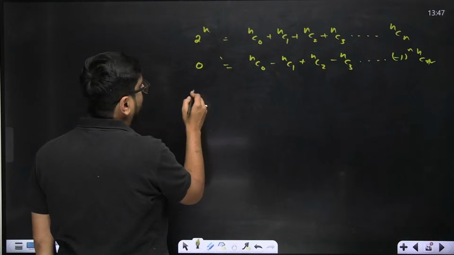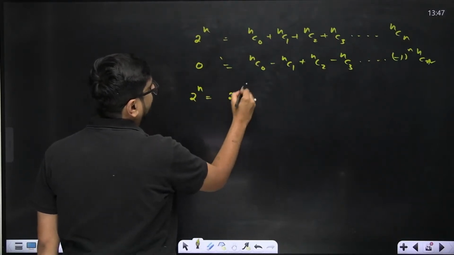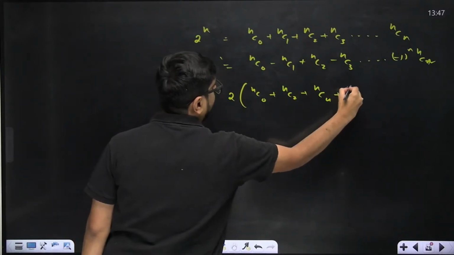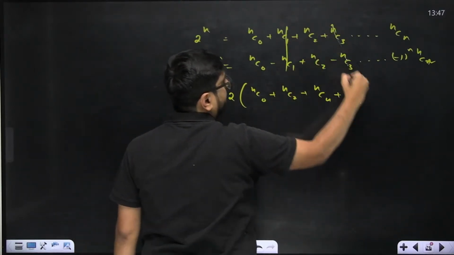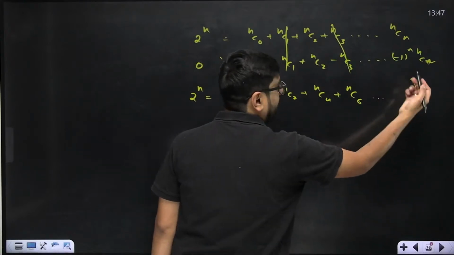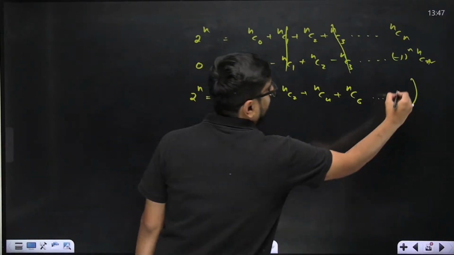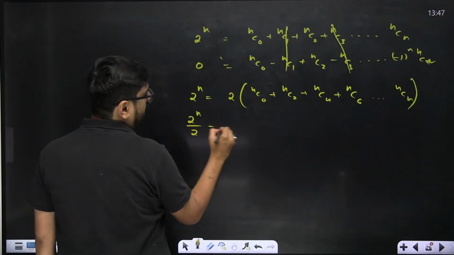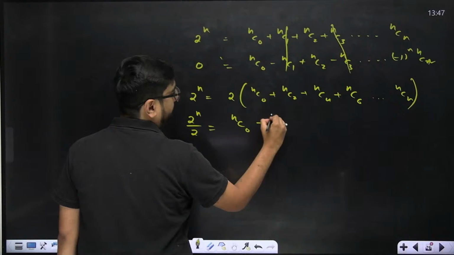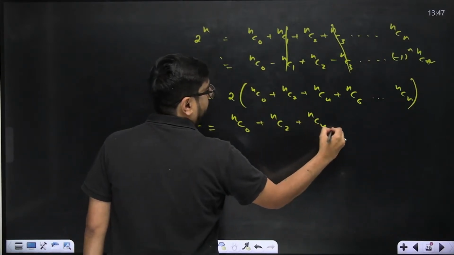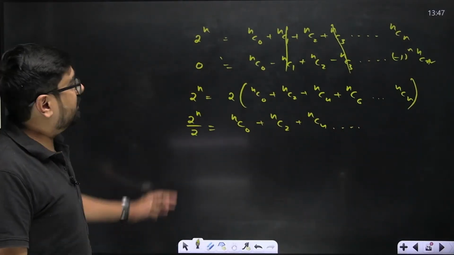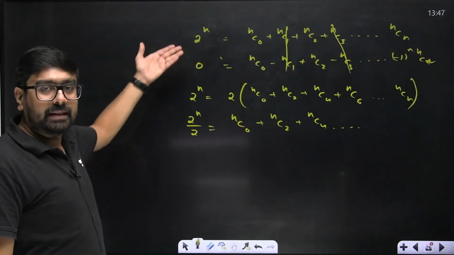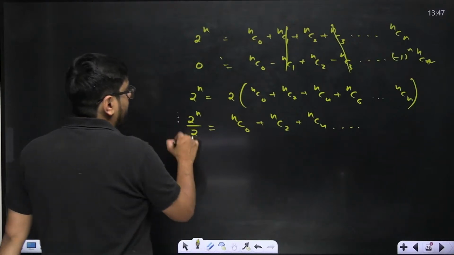Now, when you add both of them, you get 2 to the power n equal to 2 times (nC0 plus nC2 plus nC4 plus nC6 and so on), because these will get cancelled, till nCn if n is even. So now 2 to the power n by 2 is your sum of even coefficients. And for the sum of odd coefficients, if you want, subtract them, then also 2 to the power n by 2 will come. So this is the case.